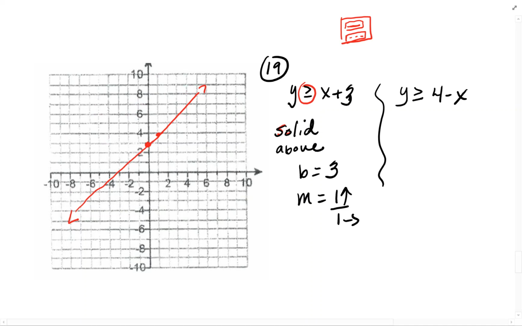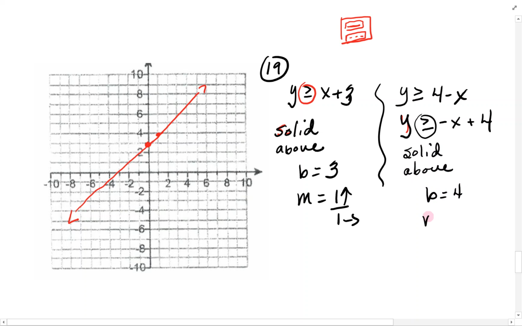With the second one, I don't like this format, so I'm going to switch it to y is greater than or equal to negative x plus 4. That way it's in slope-intercept form. It is also solid, above. The b value is 4. The m value is an implied negative 1, so I'll put it over 1, so it's down 1, right 1.